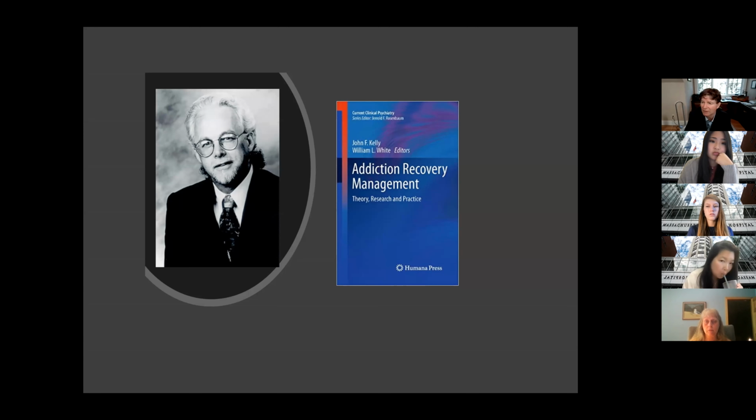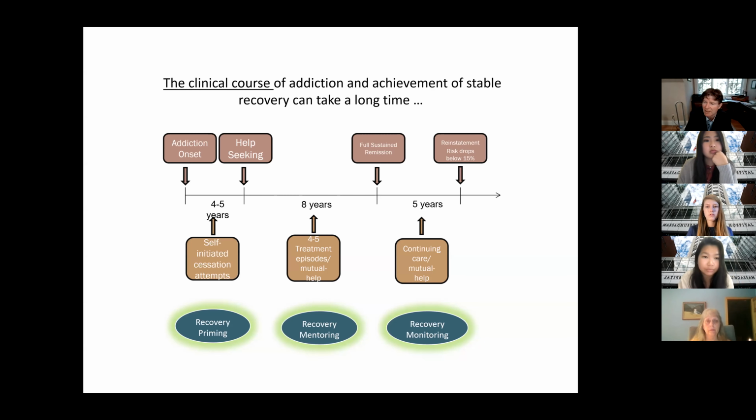We've also seen the recognition of the importance of long-term disease management, not for everybody, but for people with the most severe conditions, the kind of folks that we see in specialty treatment settings. And in part, the reason why there's been this emphasis on chronic disease management or recovery management is because of typically the nature of substance use disorders and its chronic course.